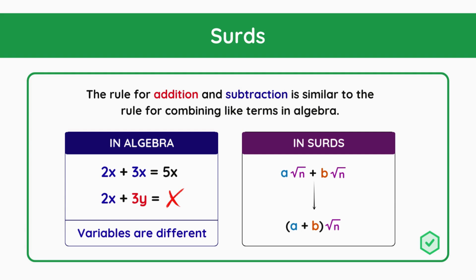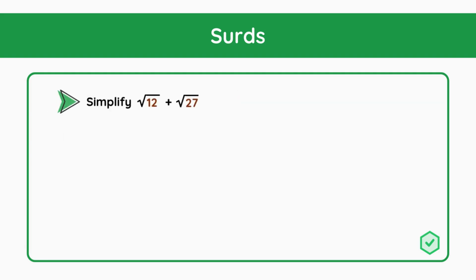Let us look at this problem. Simplify square root of 12 plus square root of 27. At first, we cannot add these because 12 and 27 are different numbers. However, we can simplify both terms first.